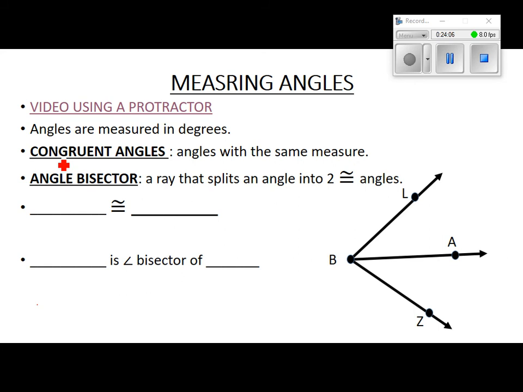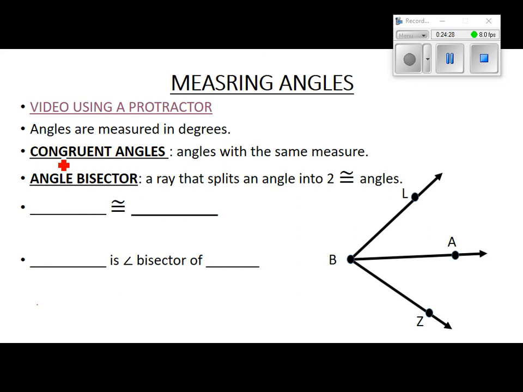What was a segment bisector? What does a segment bisector do to a segment? Split it at the midpoint. Split it into 2 equal parts, right? What do you think an angle bisector does? Splits the angle into 2 equal parts.